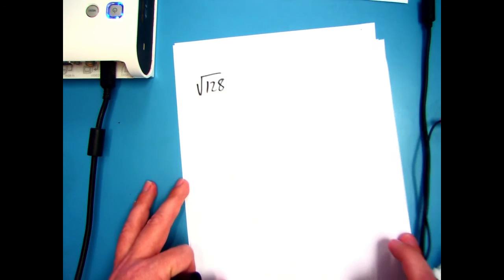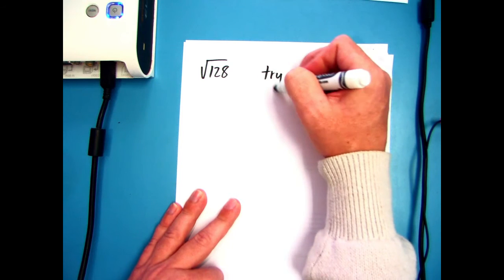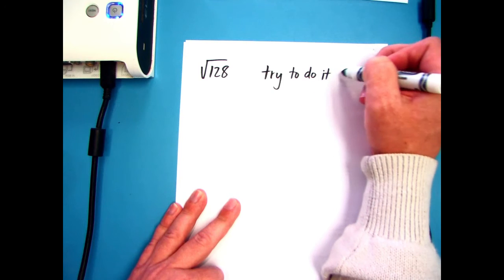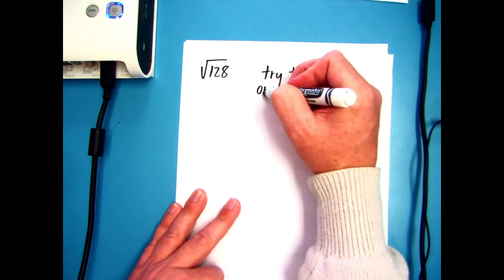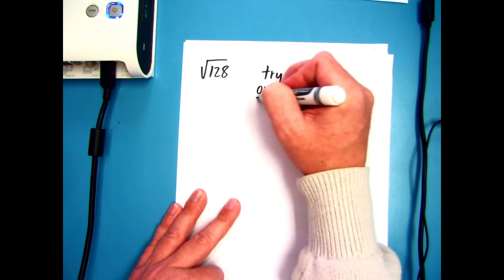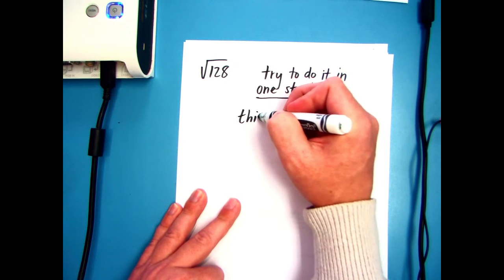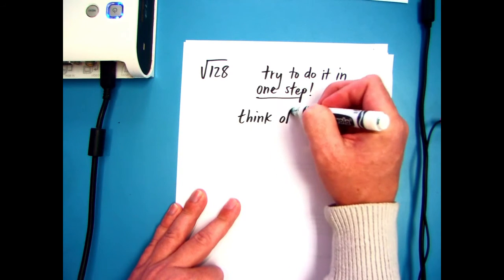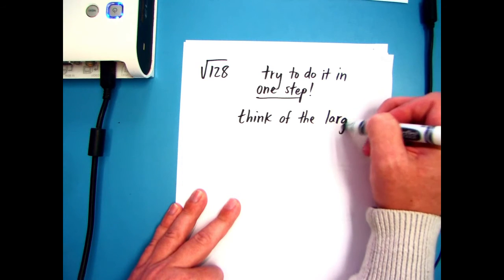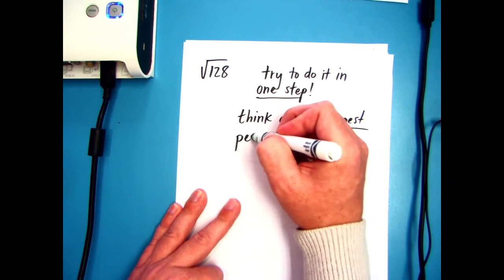Let's do that problem again. The tree got kind of long. I want to try the same process, but in 1 step. I want as little work as possible, as few branches in my tree as possible. So to do it in 1 step, try to think of the largest perfect square that is a factor of 128.